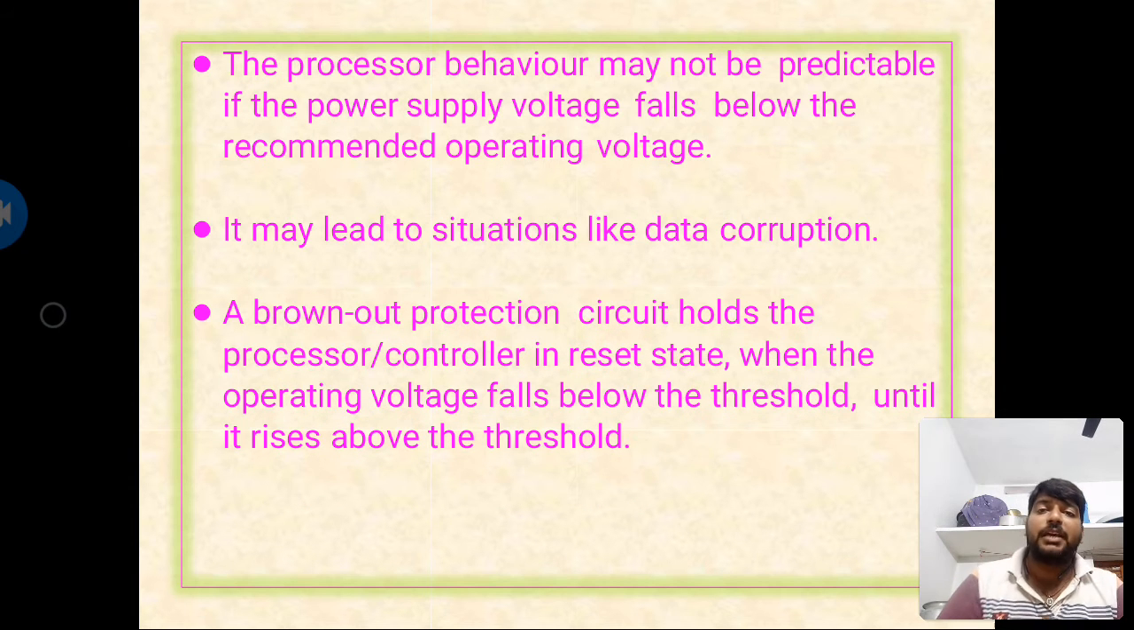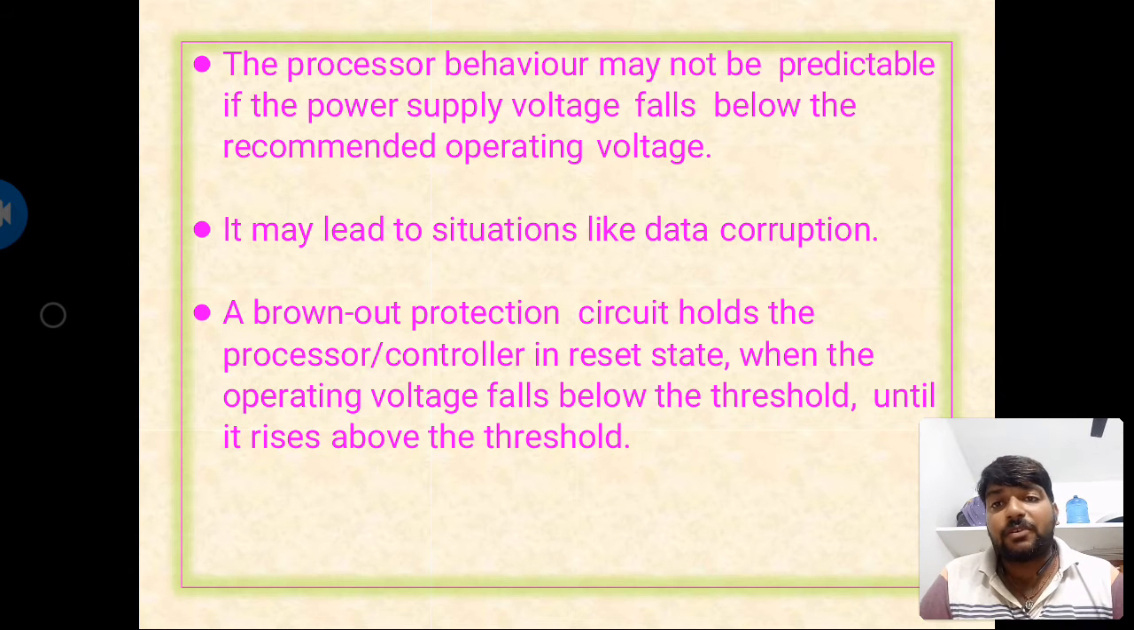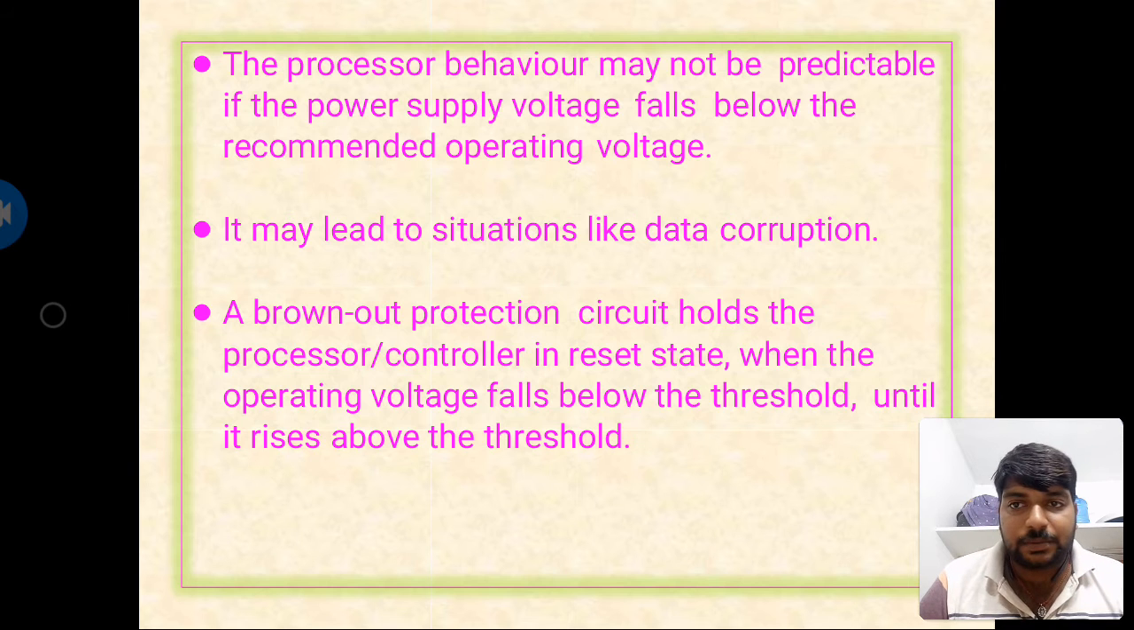The processor behavior may not be predictable if the power supply voltage falls below the recommended operating voltage. It may lead to problems like data corruption. At the time it occurs, data corruption happens.